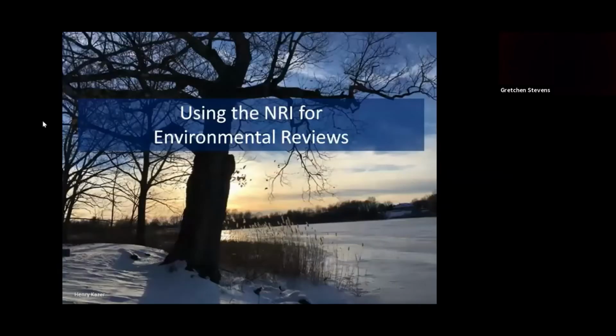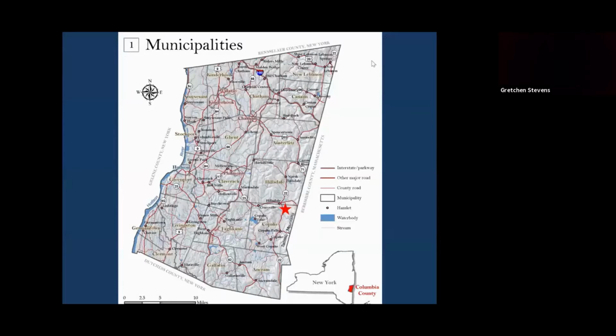I want to talk now, though, specifically about how you might use the NRI for one specific purpose, like an environmental review of a proposed land development project. You can use the same kind of procedure to review land for a number of other purposes. For this, though, I'm just going to walk through and choose a site, the site where I have this red star, as a kind of case study. This is an area just in the northeast part of the town of Copake.